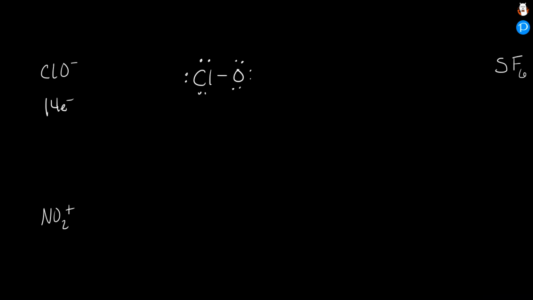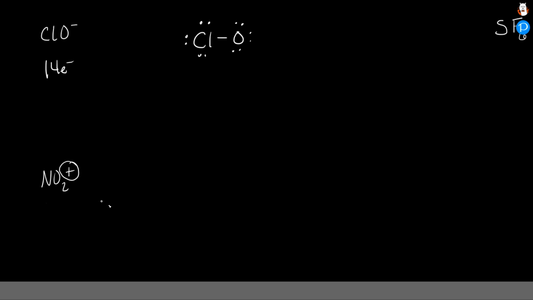How about NO2 plus? So now this time I've got this plus, which remember means that it's lost an electron. And so for this one, I've got 2 oxygens. That's 12 valence electrons total from just the oxygens. 12 plus 5 from the nitrogen. So that's 17, but I want to subtract one of those because of this plus. So actually a total of 16 electrons is what I want to show. So I'm going to put NO2, and I'm going to put my lone pairs on here.